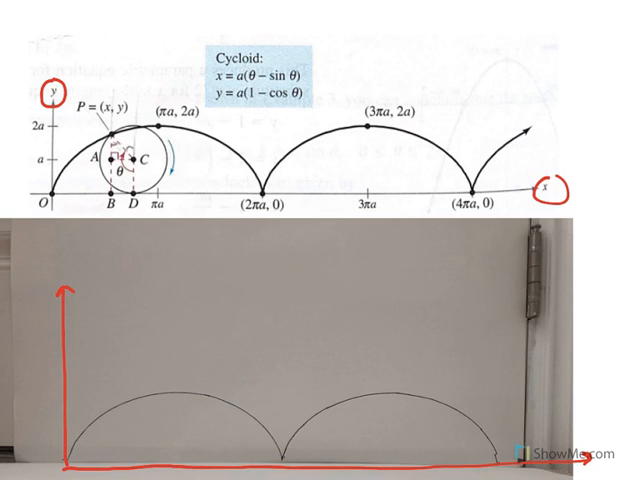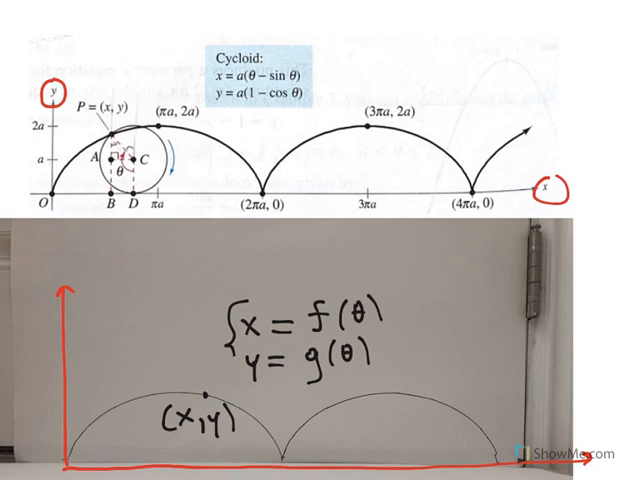And the objective that we have is to come up with a set of parametric equations in terms of the parameter theta representing the angle of rotation for the circle that will give us the coordinates of a point on our cycloid. So this point will have coordinates x comma y, and we'd like to write x as a function of the parameter theta, and we'd like to write y as a function of the parameter theta, where the parameter theta represents the angle of rotation for the cycloid.